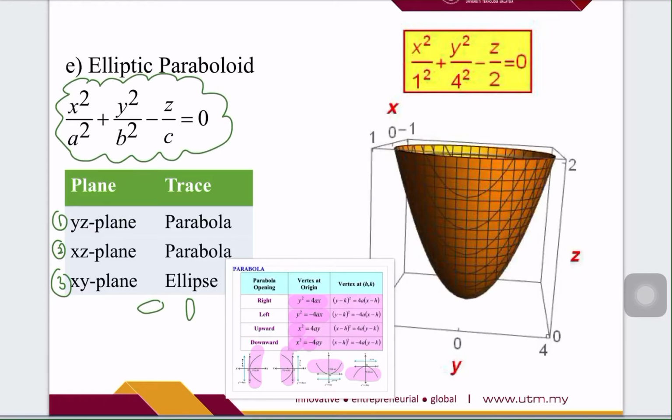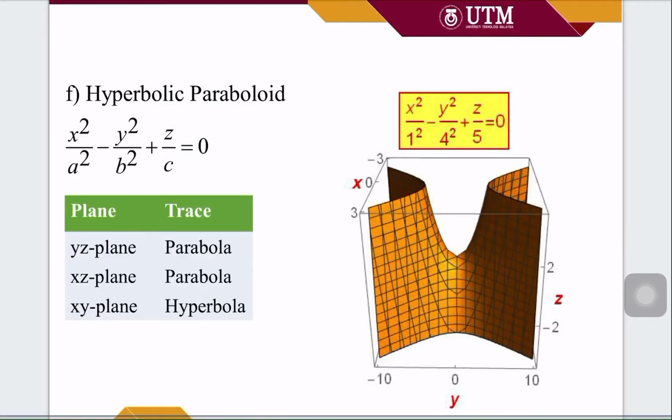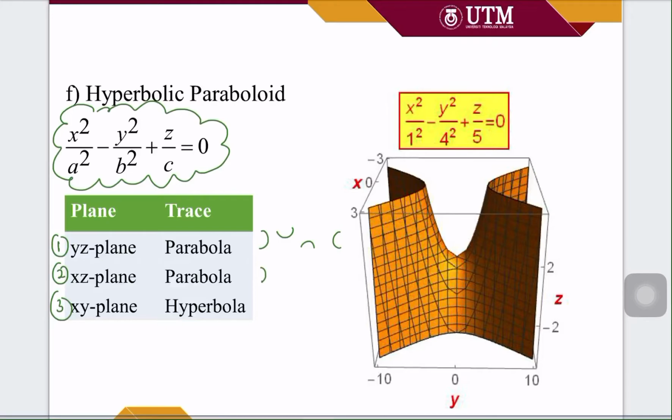Alright, so the next equation is the hyperbolic paraboloid. The standard equation given here is for y negative, z is degree 1. So we still have three traces, parabola and hyperbola. The parabola can be like this, like this, like this, or like this: open to the left, open to the right, upward or downward.